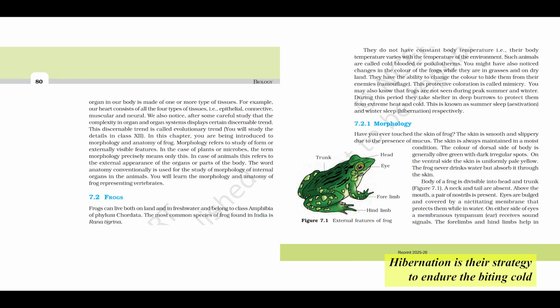Hibernation is their strategy to endure the biting cold of winter, drastically slowing down their metabolism. During both these periods, their metabolic rate drops significantly, their activity ceases, and they rely on stored energy reserves. These two terms, estivation and hibernation, and their respective purposes, are very frequently asked in exams, so ensure you understand them clearly. That's very insightful, sir.